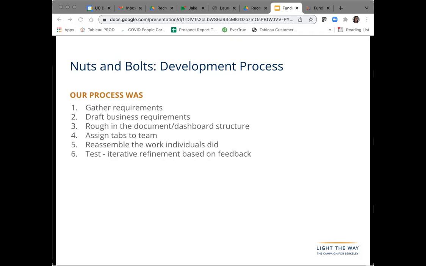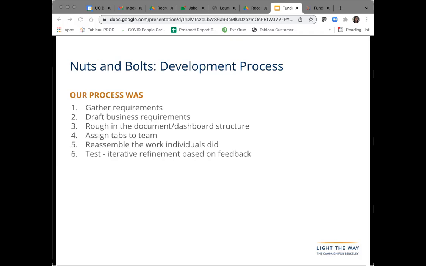But first, I want to cover our high level development process. Whenever we approach any dashboard, the first thing we do is sit down and gather requirements, okay, and figure out what we are trying to accomplish. Not only what's the key question, but also what are the non-negotiables that we have to make sure we get in there.